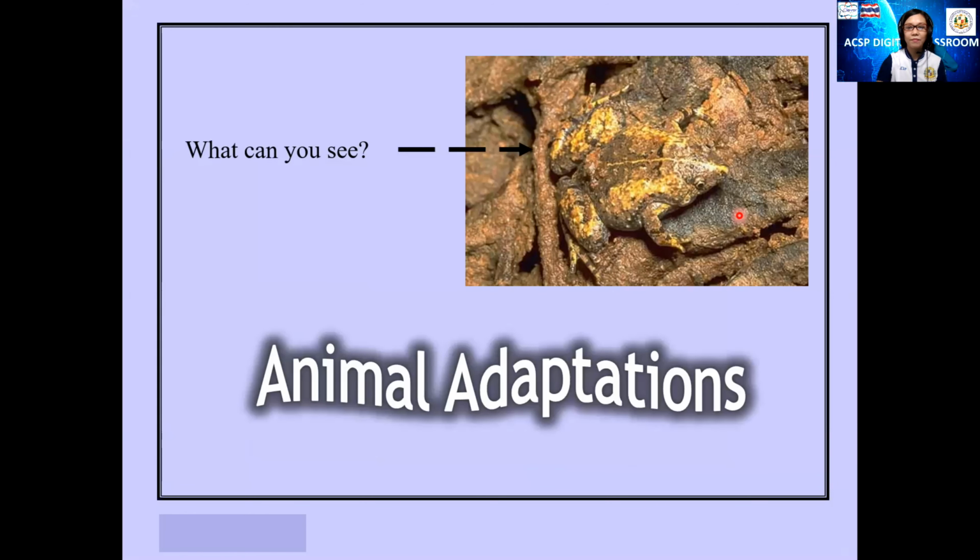What animal can you see on the screen? This is a frog. A frog has an adaptation that helps it not be seen by predators. It can blend its color to the surroundings, and that is an adaptation of this frog. We will learn about that in this video.